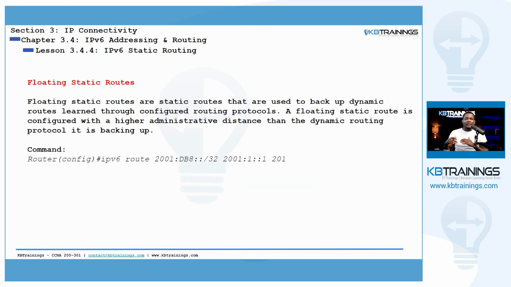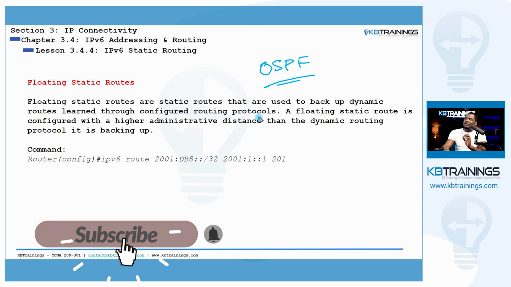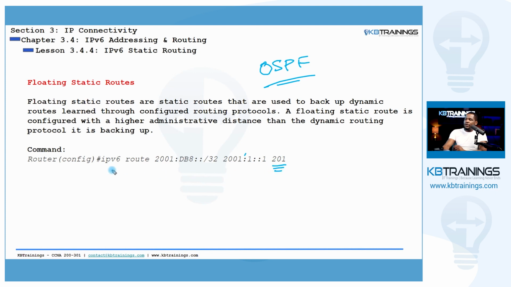A floating static route is a static route that you configured to back up the routes that you learned from a dynamic routing protocol. For example, if you want to have a route in case your OSPF doesn't find any better route to get to a destination, you're going to set a floating static route by changing the default administrative distance. So you configure it just like any other static route, ipv6 route 2001 and so on, and then you specify the next hop, then you put the new administrative distance. Like in this case, we put 201.